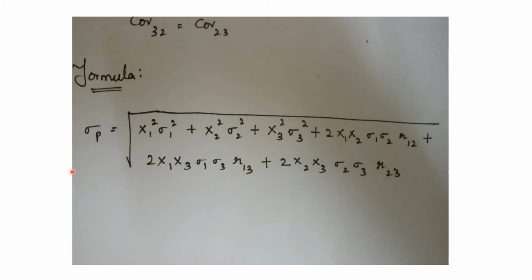So for risk, it is denoted by standard deviation. So standard deviation P is equal to x1 square standard deviation 1 square plus x2 square standard deviation 2 square plus x3 square into standard deviation 3 square, plus here you have to take the covariance of each and every security, that is x1 x2, x1 x3 and x2 x3. So the remaining covariance will be equal to 1, so for that we are not taking it here in this formula.